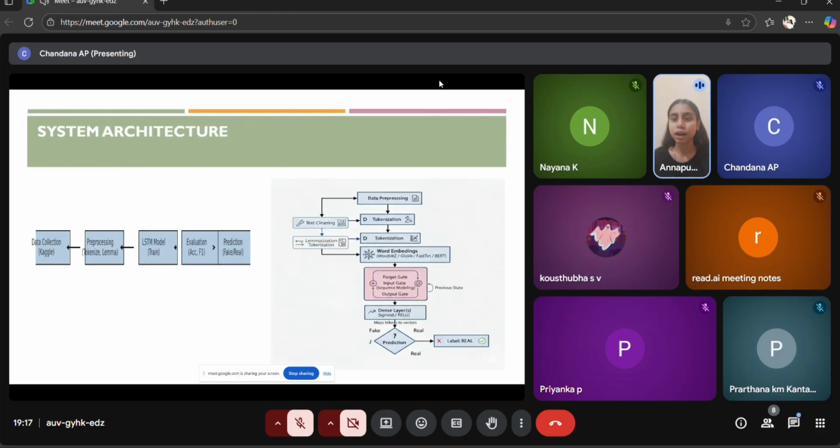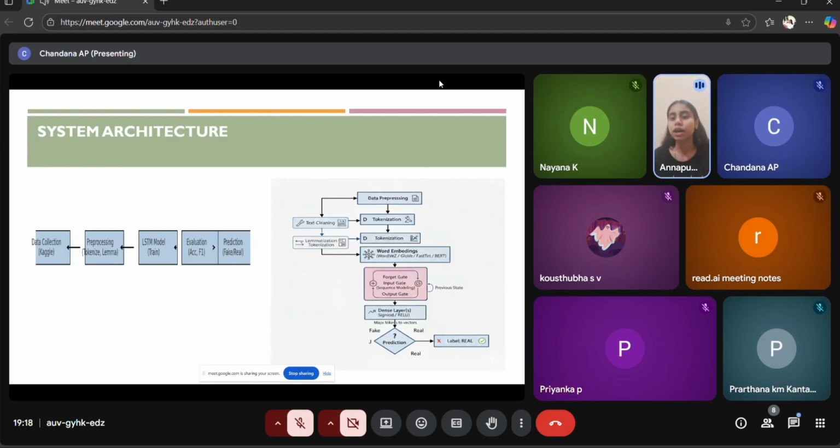And this is our system architecture showing the complete workflow of our project. It starts with data collection, where we use the Kaggle dataset containing real and fake news. The next step is pre-processing, where the text is cleaned, tokenized, and lemmatized so that the model can process it effectively. Then we move to the LSTM model training, which is the main part. LSTM captures the word sequences and understands context. This helps it accurately identify the fake news.